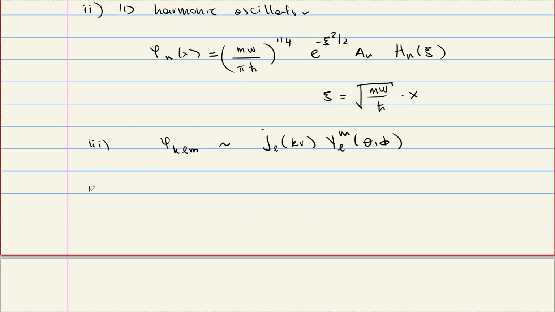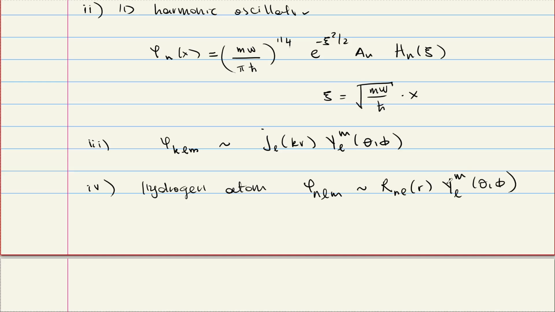Or lastly, the hydrogen atom. And for those phi, we had 3 quantum numbers, n, l, m, and up to normalization it had some radial part which was written in terms of Laguerre polynomials, and there was also the spherical harmonics Y_l^m(theta, phi). Good.